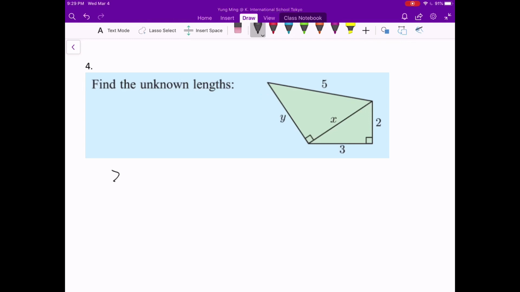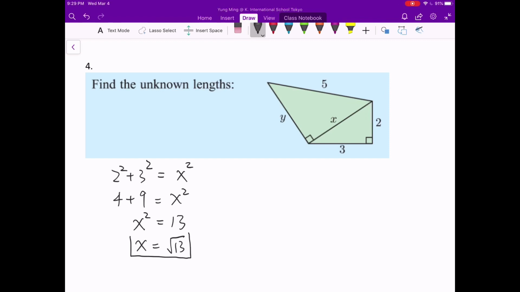So first of all, we have 2 squared plus 3 squared equals to x squared. That's 4 plus 9 equals to x squared. Switch it around, we have x squared equals to 13. X is equal to square root 13. Okay, so that's our answer for the first unknown. Now, knowing the fact that x is actually equal to square root 13, we can actually plug it in. So we have square root 13 squared plus y squared equals to 5 squared. Square root 13 squared is going to give you 13 plus y squared equals to 25. Y squared is equal to 12. Y is equal to square root 12.